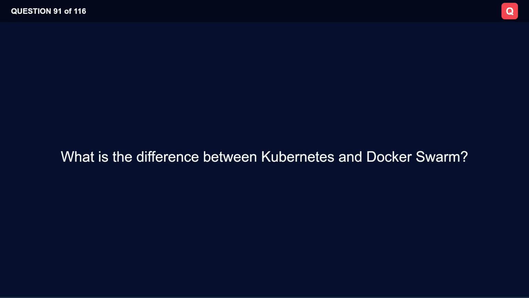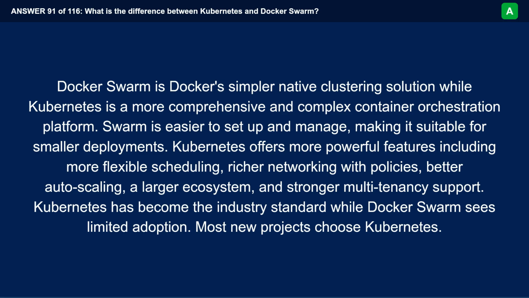What is the difference between Kubernetes and Docker Swarm? Docker Swarm is Docker's simpler native clustering solution, while Kubernetes is a more comprehensive and complex container orchestration platform. Swarm is easier to set up and manage, making it suitable for smaller deployments. Kubernetes offers more powerful features including more flexible scheduling, richer networking with policies, better auto-scaling, a larger ecosystem, and stronger multi-tenancy support. Kubernetes has become the industry standard, while Docker Swarm sees limited adoption. Most new projects choose Kubernetes.